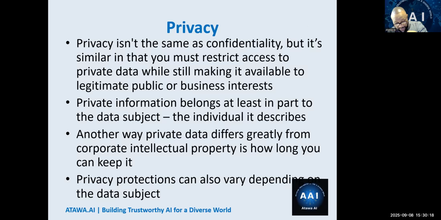But let's switch gears and talk about privacy, right? This is a good distinction. It's not the same as confidentiality. It just means you must restrict access to private data while still making it available to the people that are supposed to see it, right? So you say private information belongs at least in part to the data subject. That's the person that it describes, right? So privacy protection can also vary depending on the person that is covering.